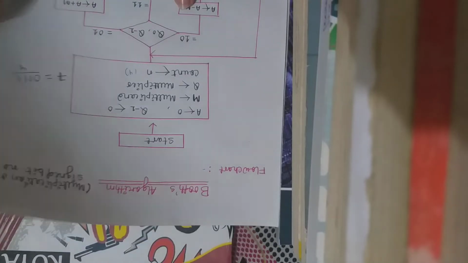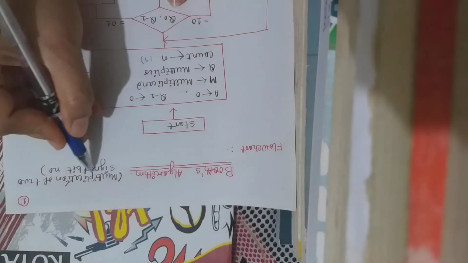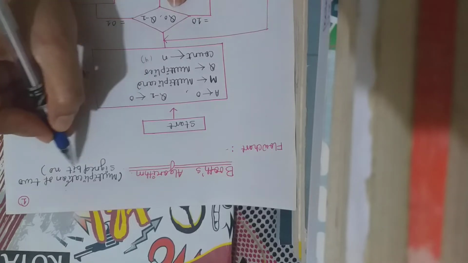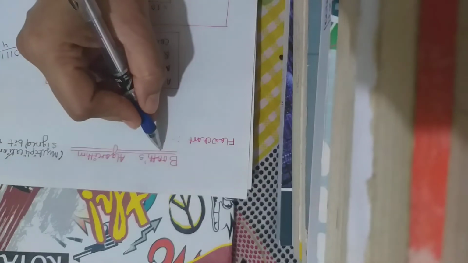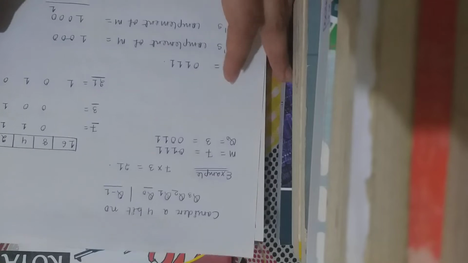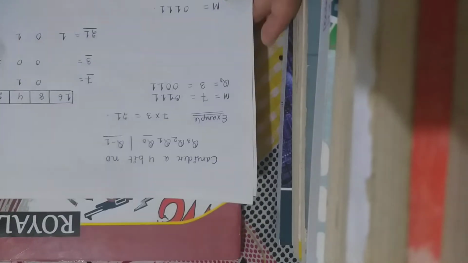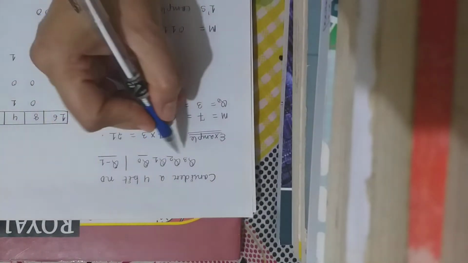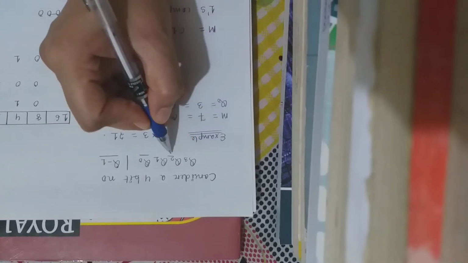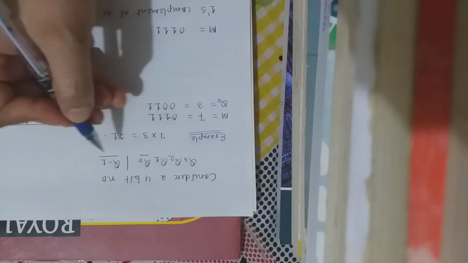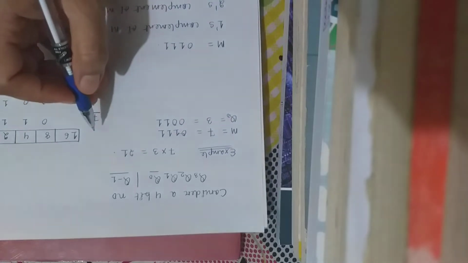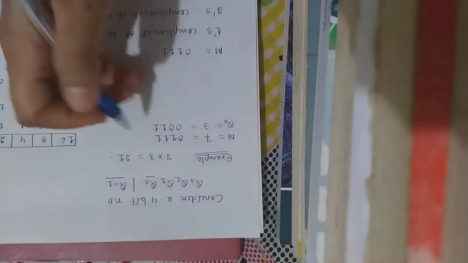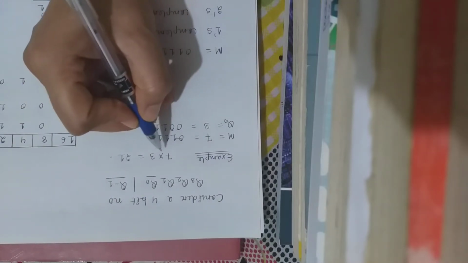And why Booth's algorithm? Because the multiplication of two signed numbers can be done by using Booth's algorithm. Suppose we are considering a 4-bit number. In a 4-bit number, suppose there are 4 bits q3, q2, q1, q0, and the previous bit, suppose we are taking q minus 1. And suppose we are multiplying two numbers like 7 cross 3.